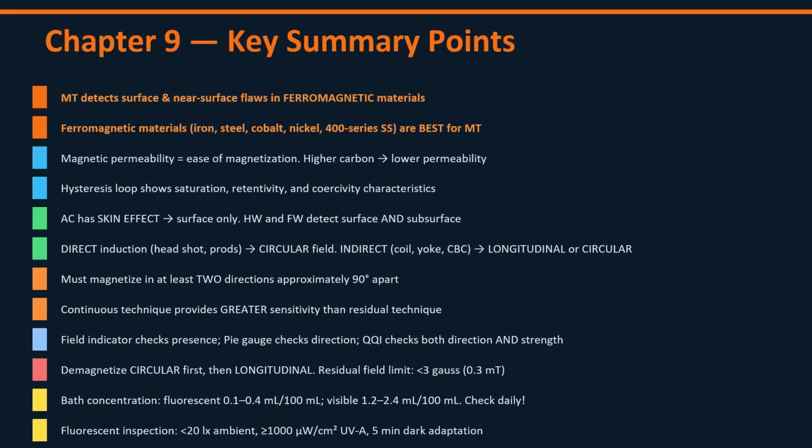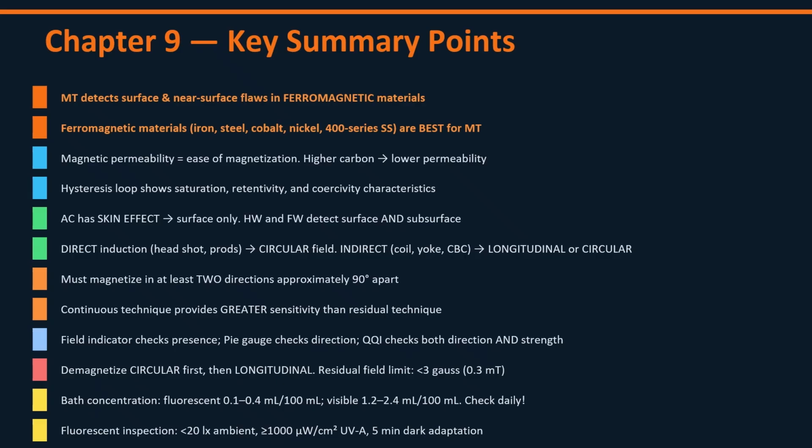At this point, we can compress the first half of the course into one logical chain. MT requires a suitable ferromagnetic material. We establish a magnetic field. A discontinuity disturbs the magnetic flux. That disturbance produces flux leakage. Magnetic particles are attracted to the leakage field and form an indication. Everything else supports that chain.